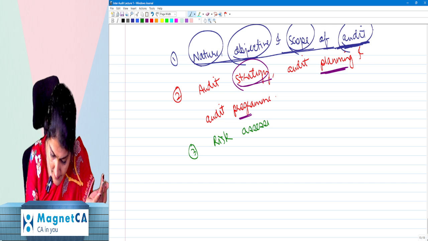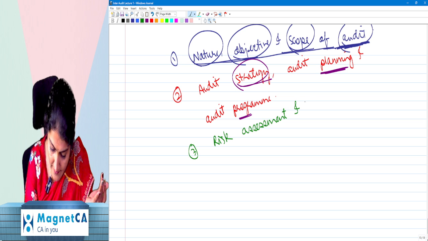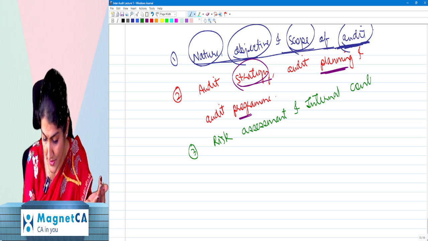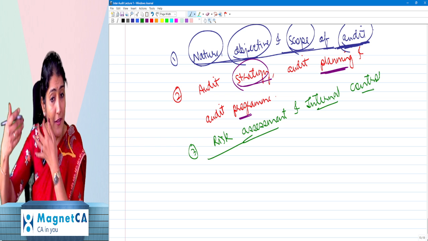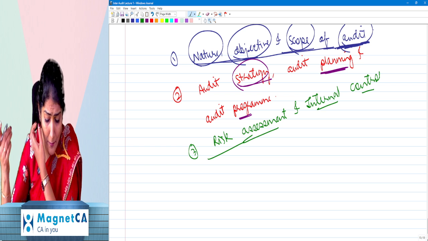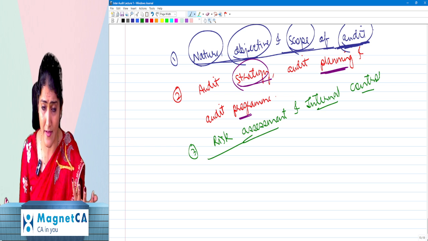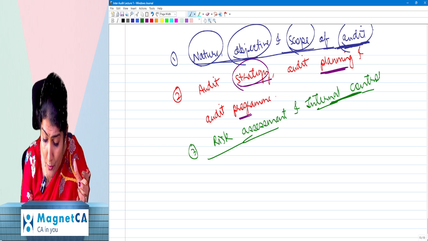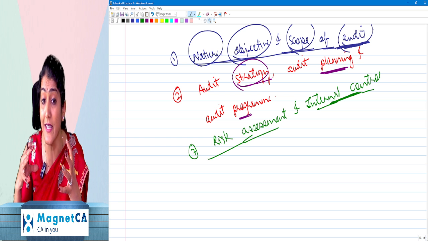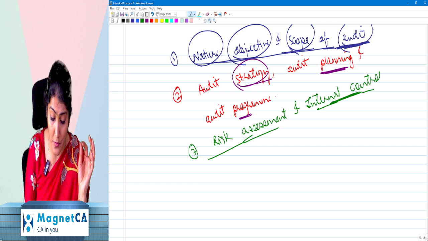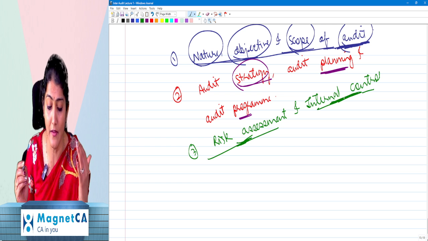And the risk assessment is to be done, and then the internal control. Risk assessment: you have to assess how much risk there is at the company that you're doing the audit for. We are going to have a big discussion on risk assessment, and then you also have to understand the internal controls. I just told you about the term internal controls. So, risk assessment and internal control.